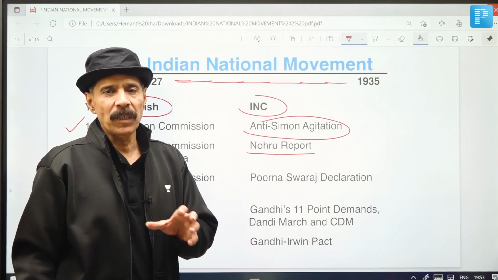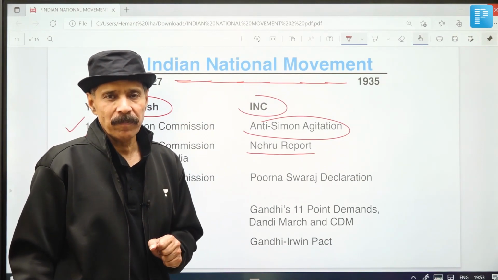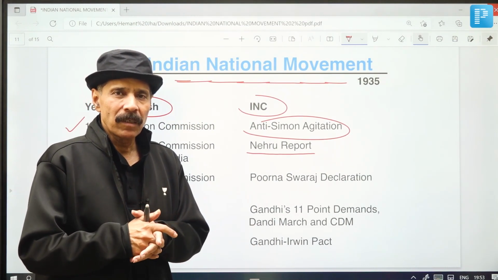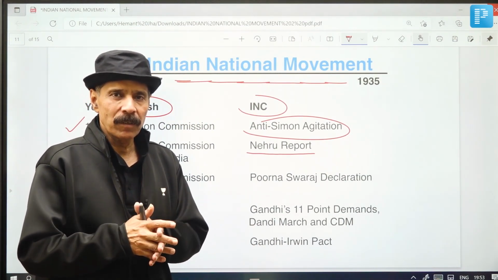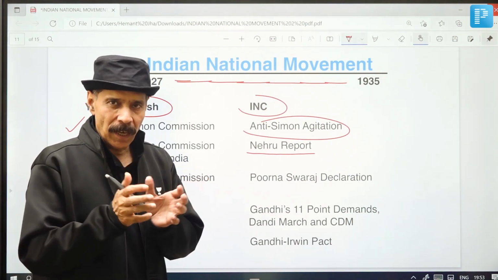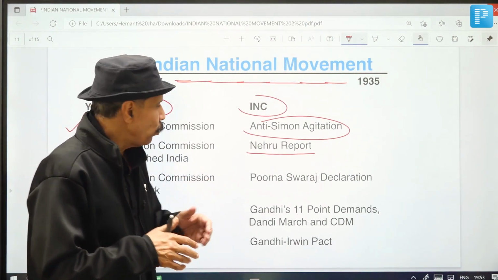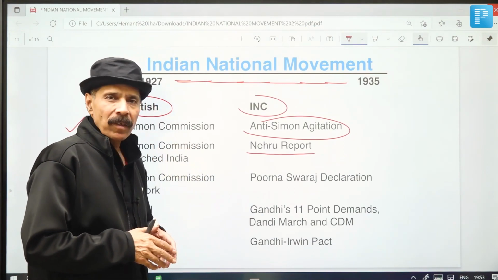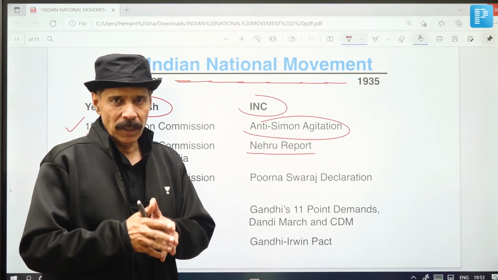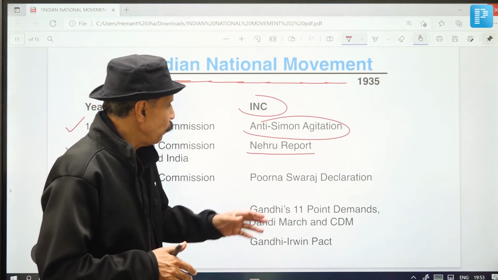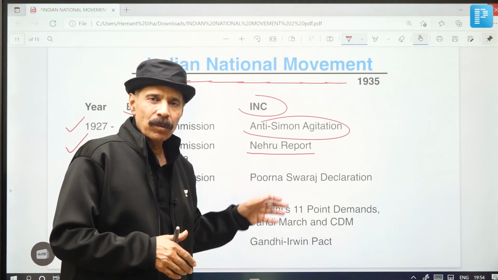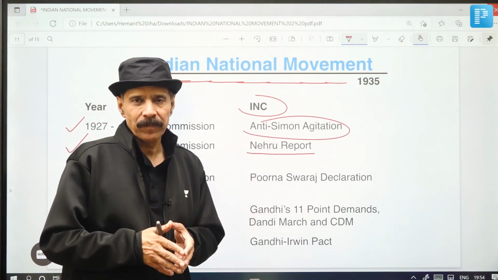The most important being Indian National Congress. So all-party committee means the committee where we find members from all the major parties. So they joined hands to oppose Simon Commission and they joined hands to draft a constitution for India. That is Nehru Report.